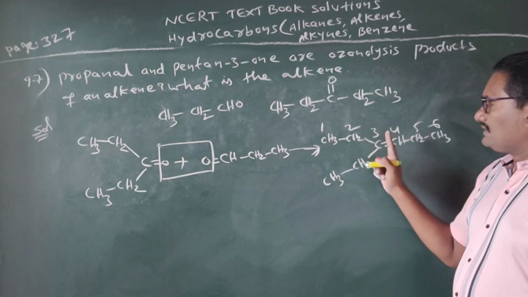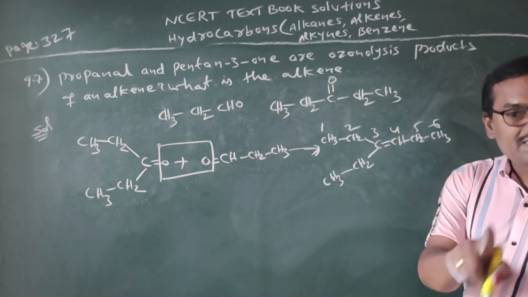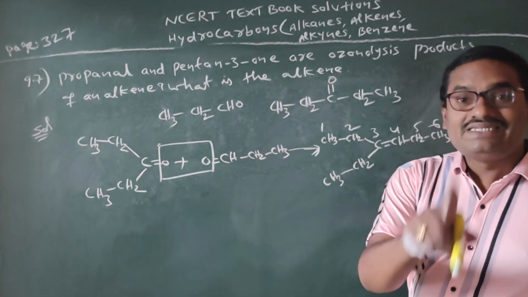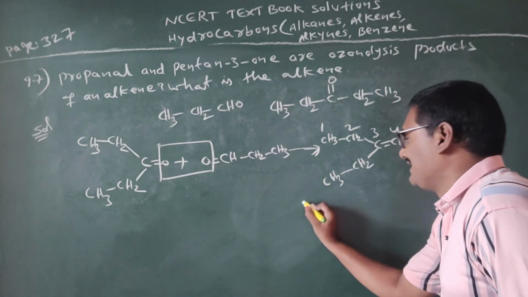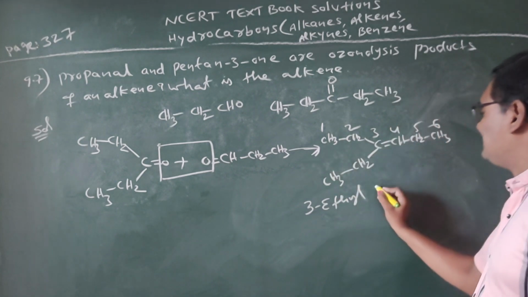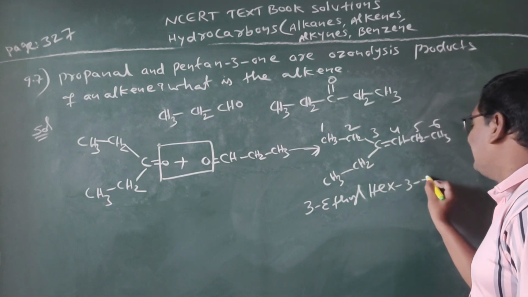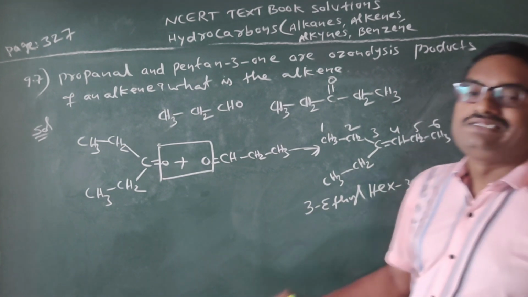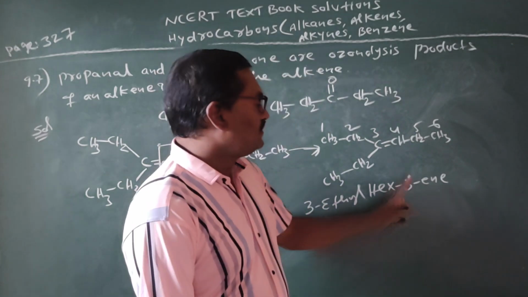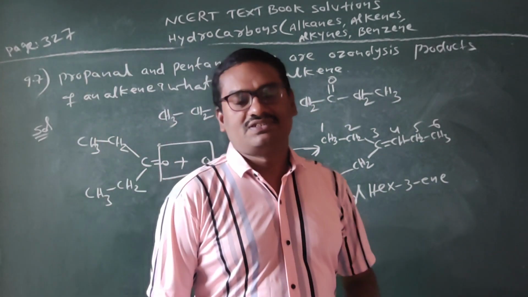So the third place contains an ethyl group, 6 carbons means hex, and the third place contains the ene. So it is written as 3-ethyl, 6 carbons means hex, the third place contains ene. So the answer is 3-ethylhex-3-ene. It is the answer for 9.7. Thank you.